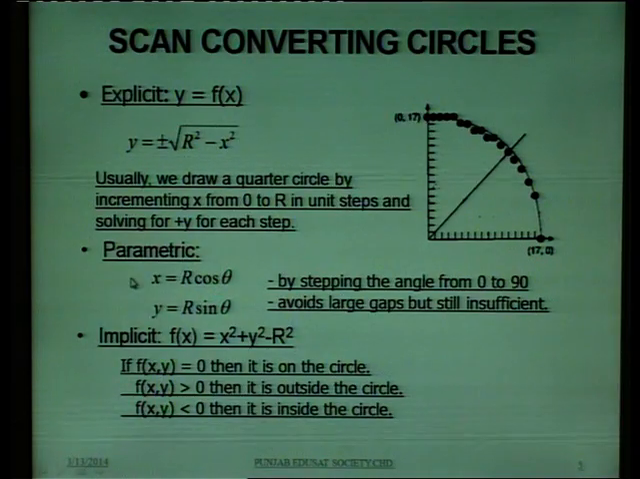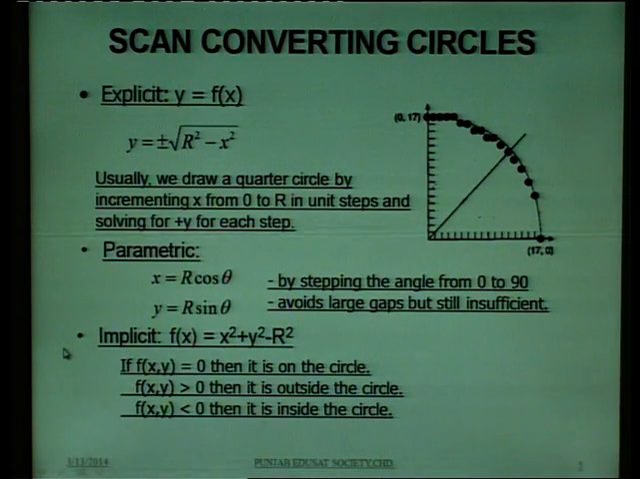The parametric equations for finding the value of x and y will be x is equal to r cos theta and y is equal to r sin theta. By stepping the angle from 0 to 90 degrees, this avoids large gaps, but it is still an insufficient method to draw circles. Here you can see the pixel locations which are not coming on the symmetry of the circle. Some pixels are coming below the symmetry and some pixels are going above the symmetry of the circle.